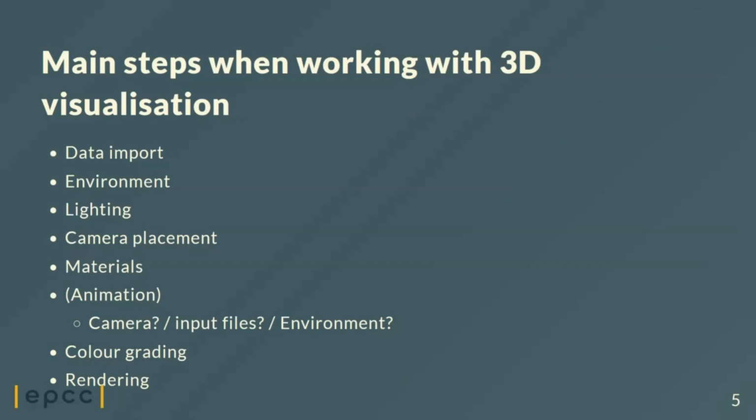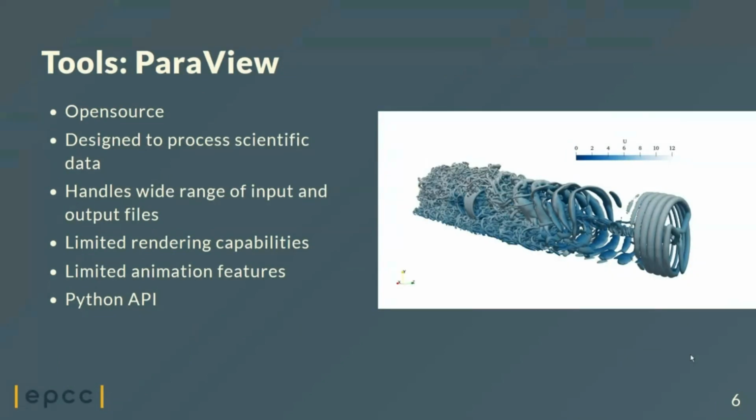Then we'll talk a bit about color grading, so how to improve the colors on something to make it look different. And then finally, the rendering: how was it rendered, what kind of hardware, and how much time it took, and all of that. So let's start with the tools themselves.